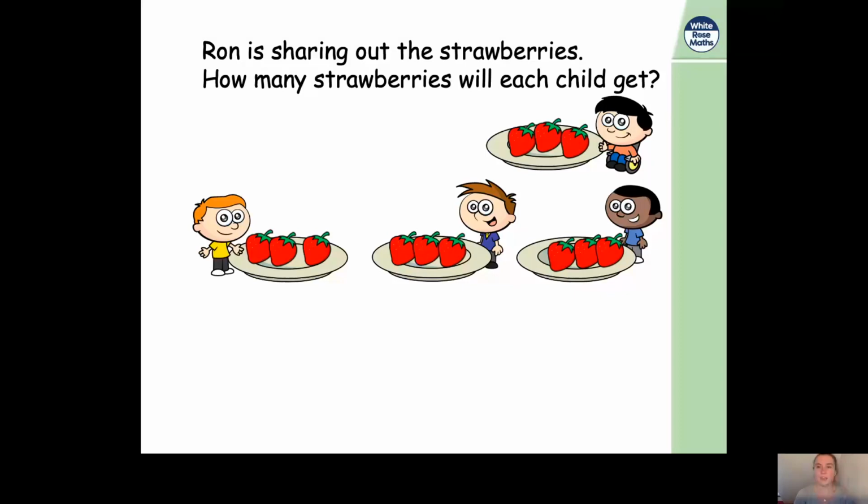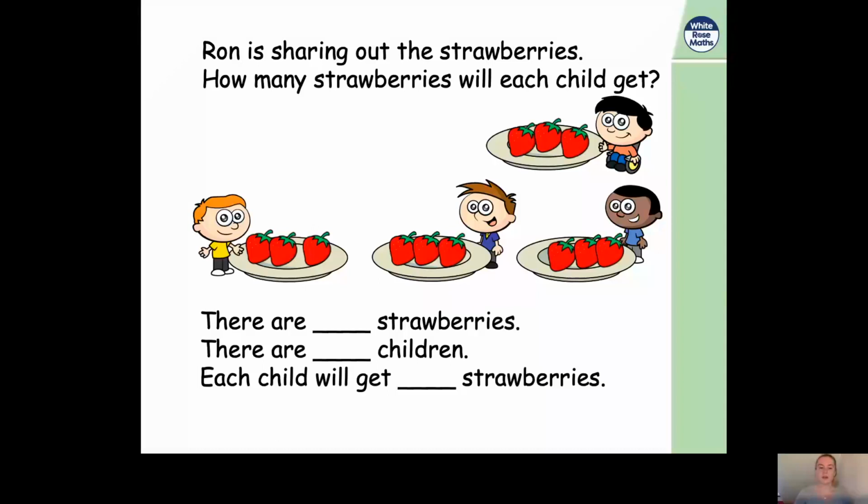And how many has each child got? Yes, each child has got 3 strawberries. They've all got 3 strawberries, so they've got an equal amount. They've been shared equally. So we can say we had 12 strawberries, and there are 4 children, and each child will get 3 strawberries. So 12 can be shared equally between 4 because they each have 3. Well done if you got that right.